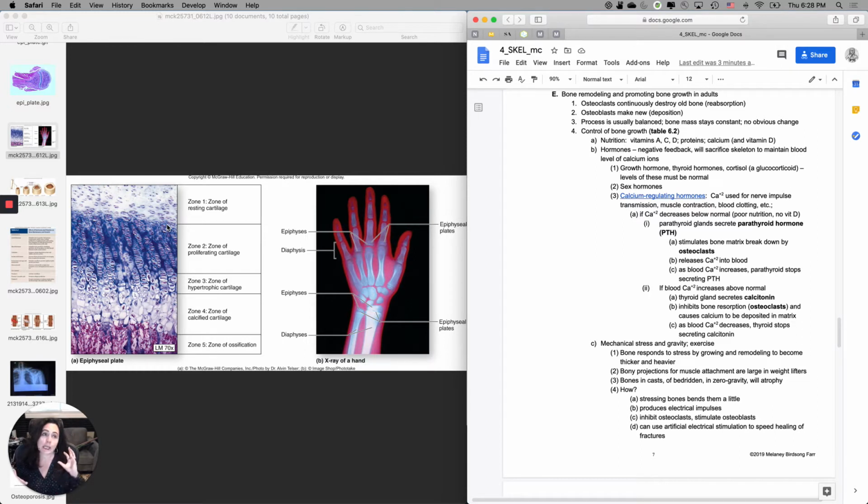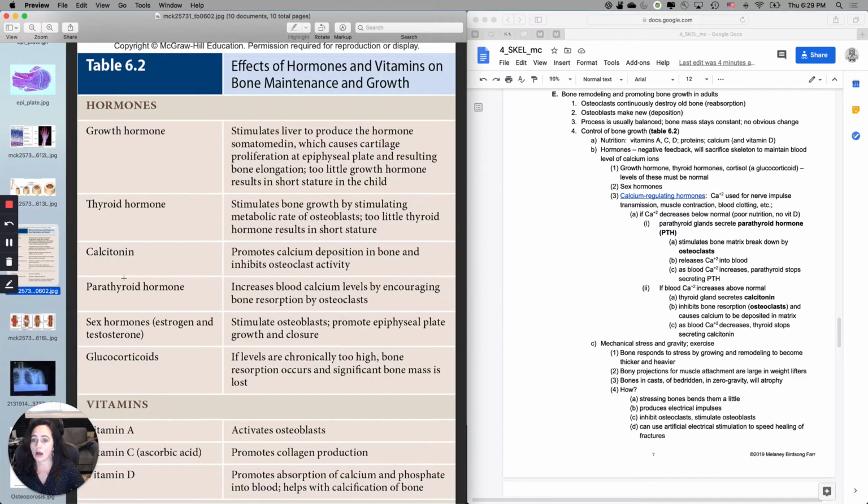Think of it like your bone being your calcium savings account. Sometimes it might be slightly low, sometimes it might be slightly high, but if you had a goal to keep X amount in your savings account, overall it would be relatively constant. Okay, so the process is usually balanced, so bone mass does usually stay constant for a while until you get older.